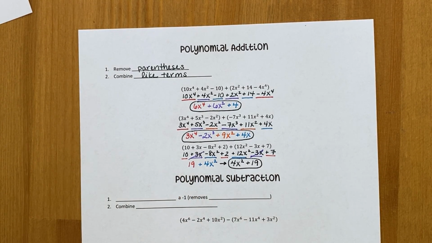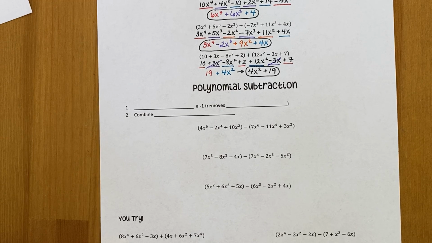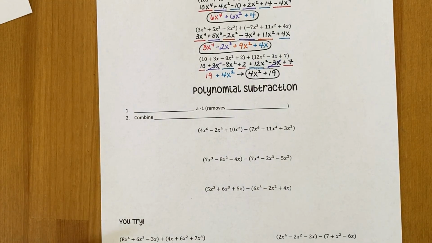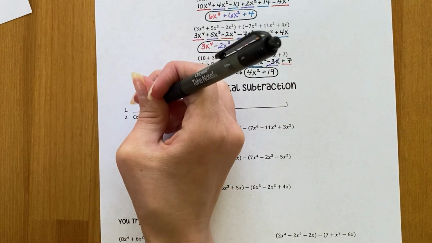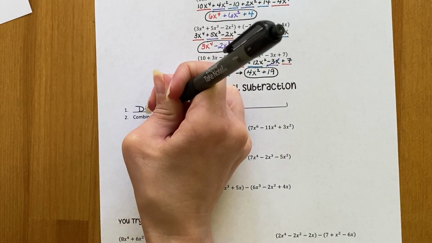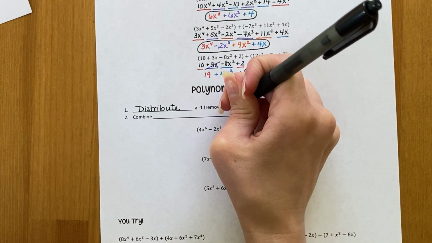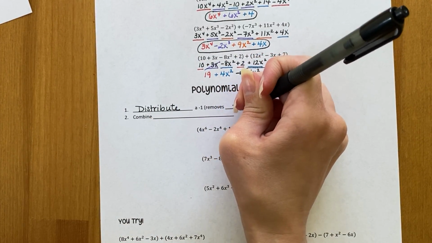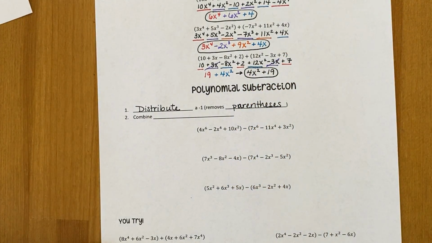And that's polynomial addition. Now, polynomial subtraction will be very similar. So if combining like terms is still a good thing for you, polynomial subtraction will also be a-okay for you. It does have a different first step, and that's to distribute a -1. And what that's going to do for us is remove those parentheses and take care of the subtraction portion of this.